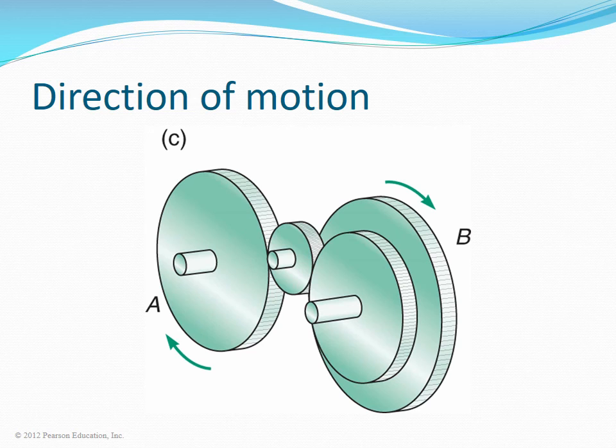A is the driver gear. It rotates clockwise. The small idler gear rotates counterclockwise. The larger idler gear rotates clockwise, and since the driven gear B is attached to the same shaft, it must also rotate clockwise. Since there is an odd number of shafts, the gears A and B must rotate in the same direction.